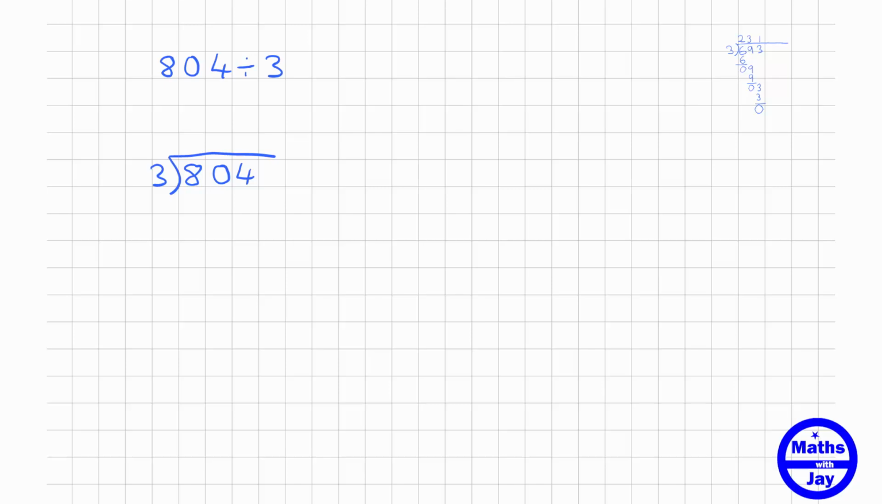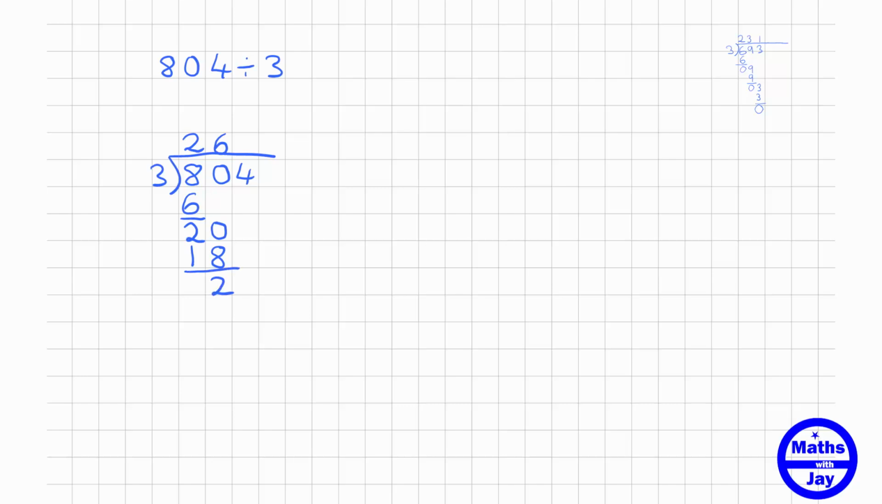So let's try it. 3 into 8, well, it goes twice, so you want the 2 up there. And then we're working out 2 times 3, get 6, put that under the 8. And this time when we subtract, we get a number. So 8 subtract 6 is 2. And we bring down the next number from the 804, so that's 0. And now we're dividing 3 into 20. So 3 into 20. Well, 3 goes into 18 6 times, so we put the 6 up there. And then multiply 6 by 3. Write the 18 under the 20. Subtract 18 from 20, and we get 2.